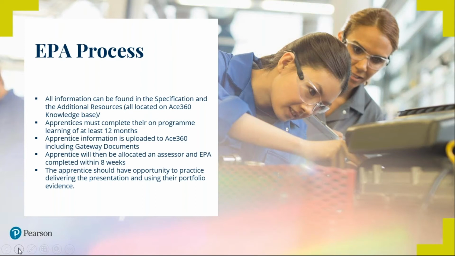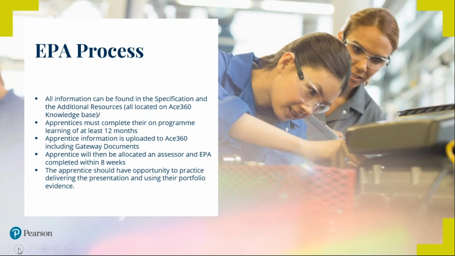Apprentices must complete their on-programme learning for at least 12 months. They must be on programme for a minimum of 12 months, and then they can pass through Gateway and have their endpoint assessment. All the information needs to be uploaded to ACE 360. This is our centre for all information for Gateway, the assessment instruments, the notification of results, the employer's address, everything that we need to know about that apprentice, from start to finish.